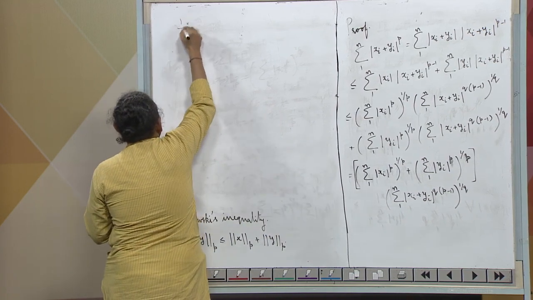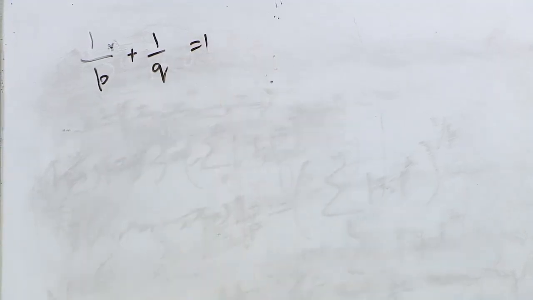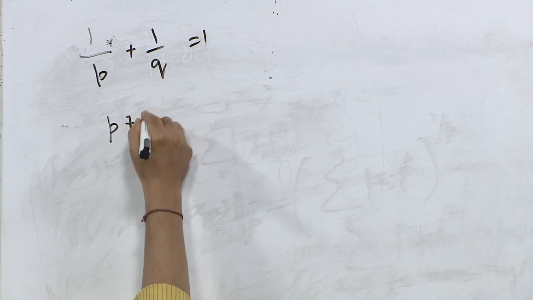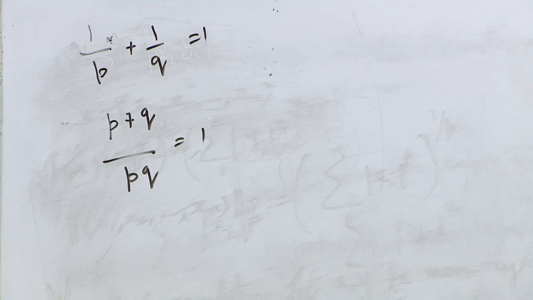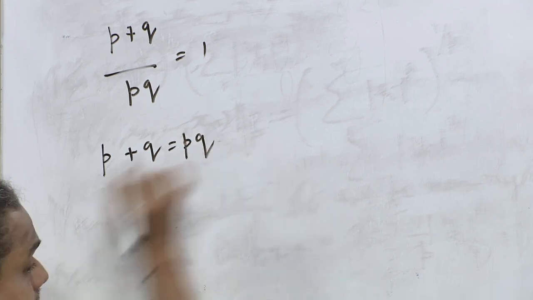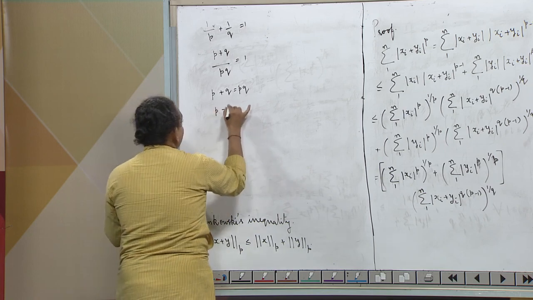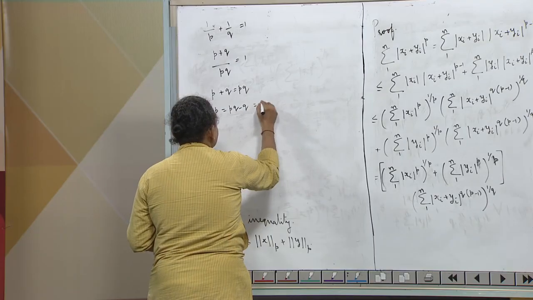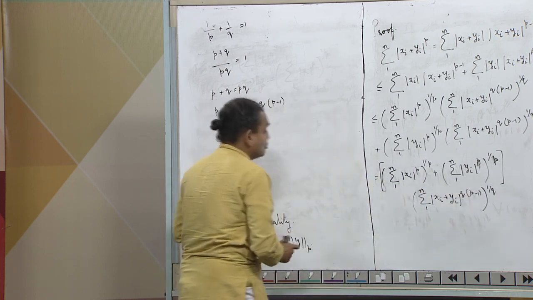What we know is that 1 by p plus 1 by q is 1, right. So, if you multiply, what will you have? You will simply have (p plus q) upon p q is 1. So, now you will have p plus q equal to p q. What we wanted is p q minus q. So, p equal to p q minus q. So, this is what we have, which is the same as q into (p minus 1), and this is exactly the term that you have here, q into (p minus 1).